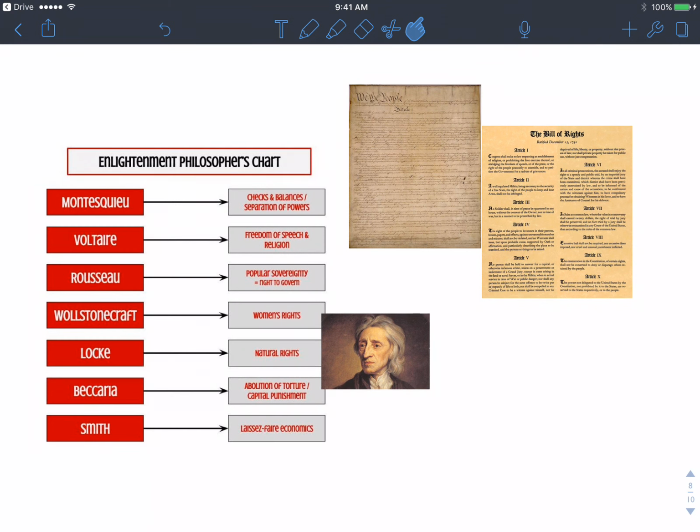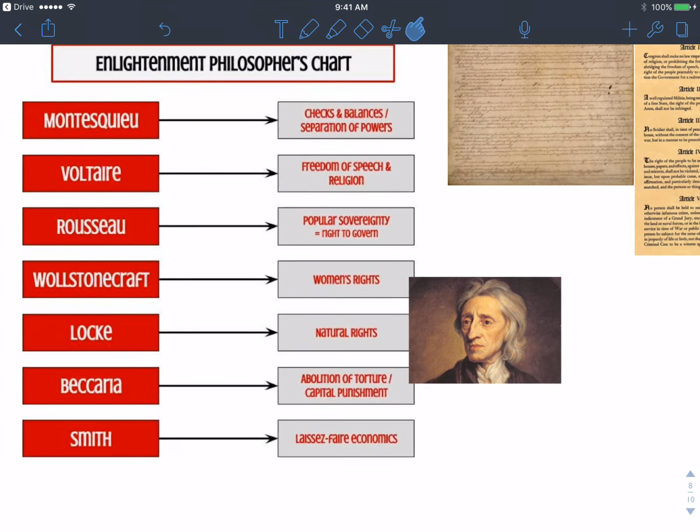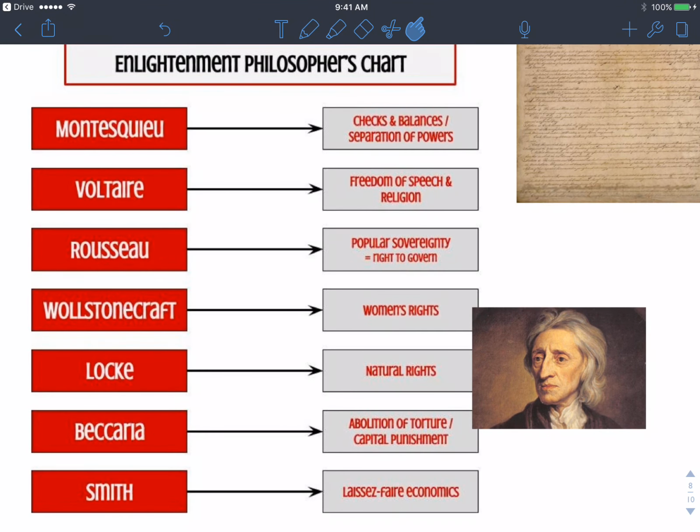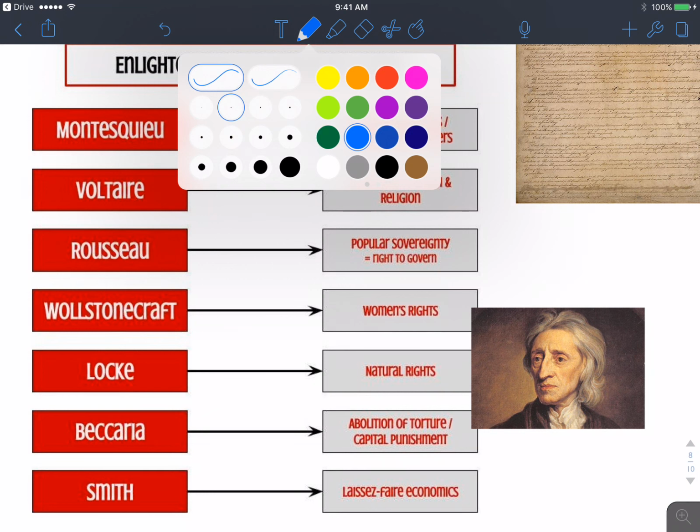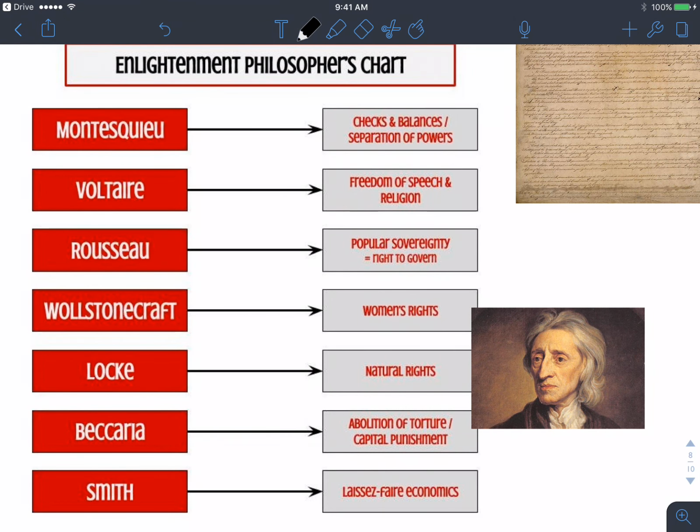Okay. In this part of the notes, we're just going to very briefly look at 10th grade at the Enlightenment Philosophers chart and take a look at all of the different rights that these philosophers believed we as humans should have. So let's take a look and note on some of them. So we just look at Montesquieu's checks and balances, separation of powers. Okay, we have that in our Constitution.